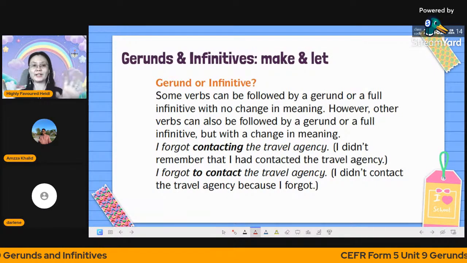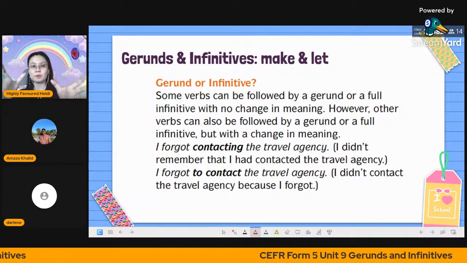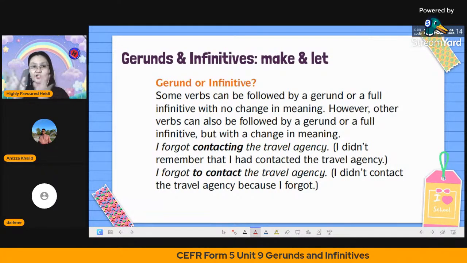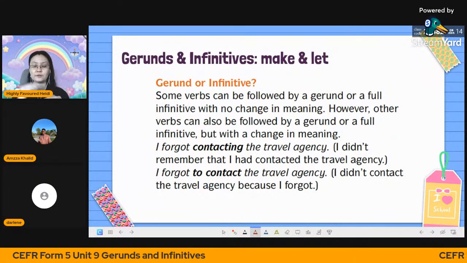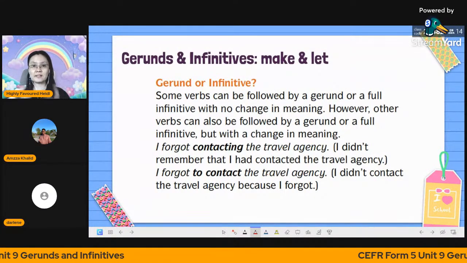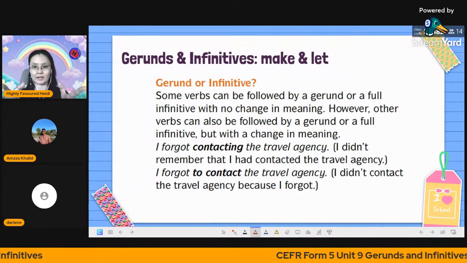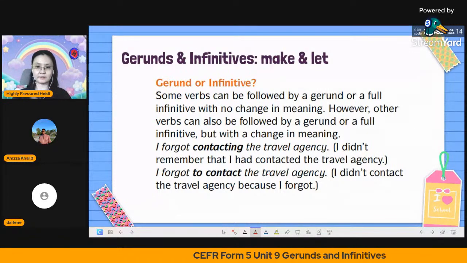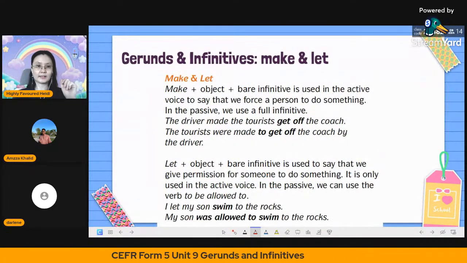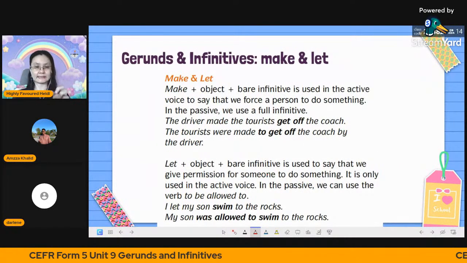With the "to" and without the "to". Whether you straight away want to use the gerund, the -ing form, or you want to use the infinitive "to" contact, it means different things, but some of it means the same. Okay, look at the sentence. All right. Now we go to make and let.